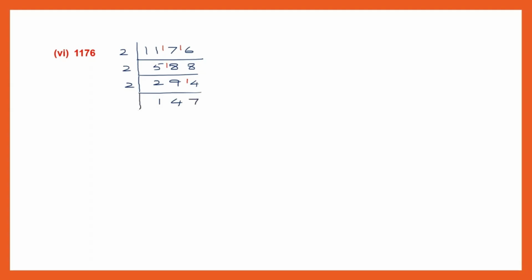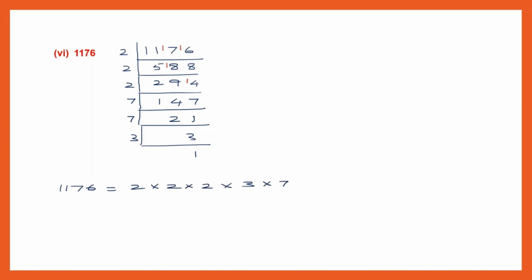Now we can't use 2 anymore. Let's use 7. 7 is also a prime number. 7 twos are 14, 7 ones are 7. So we can continue to use 7. 7 threes are 21. Now we can use 3. 3 ones are 3. So 1176. Now let's see how many twos we are using here. 1, 2 and 3. Then we have a 3 and then we have 2 sevens.